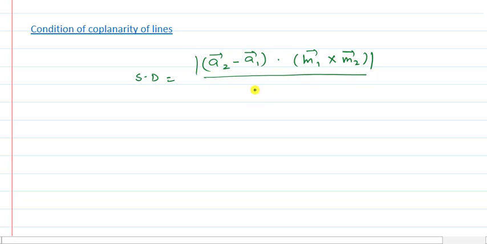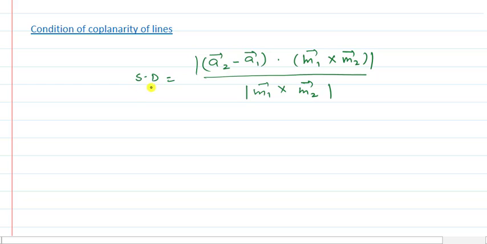From the above formula, that is to find out the shortest distance between the two skew lines, we are getting one very important condition, that is coplanarity of lines. That is how the lines will become coplanar. As we know, the shortest distance between the two lines is given by modulus of (vector a2 minus vector a1) dot (m1 cross m2), upon modulus of m1 cross m2.